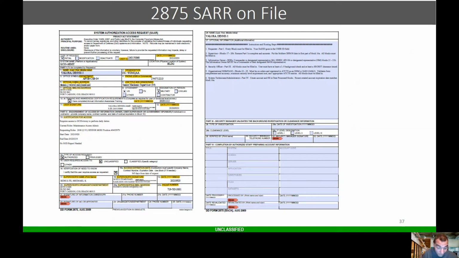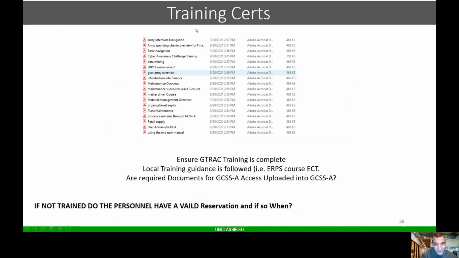I guess it was last May that they found out that this was not being done. And this is the reaffirmation. We're going to do a full series on how to actually reaffirm roles and stuff like that. But this is required to be on file. And then, of course, your training certs, right? So all your training certs.